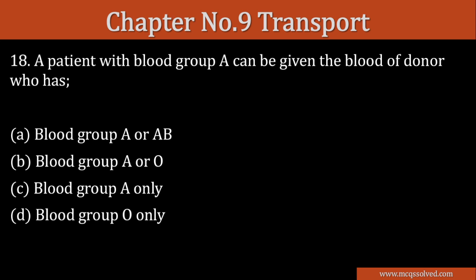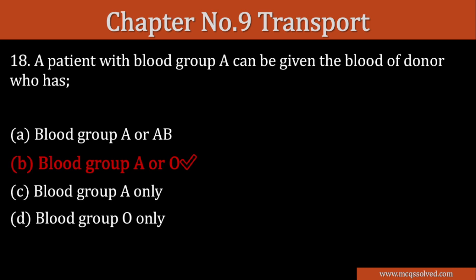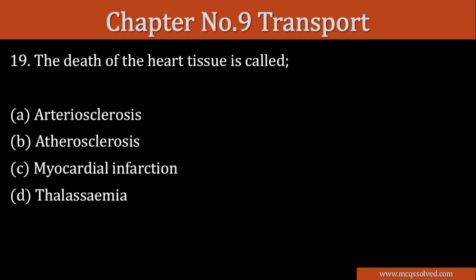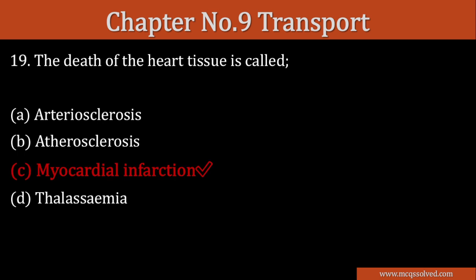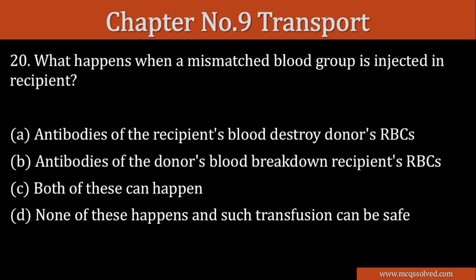A patient with blood group A can be given the blood of a donor who has, so the right option is blood group A or O. The death of the heart tissue is called, the right option is myocardial infarction.